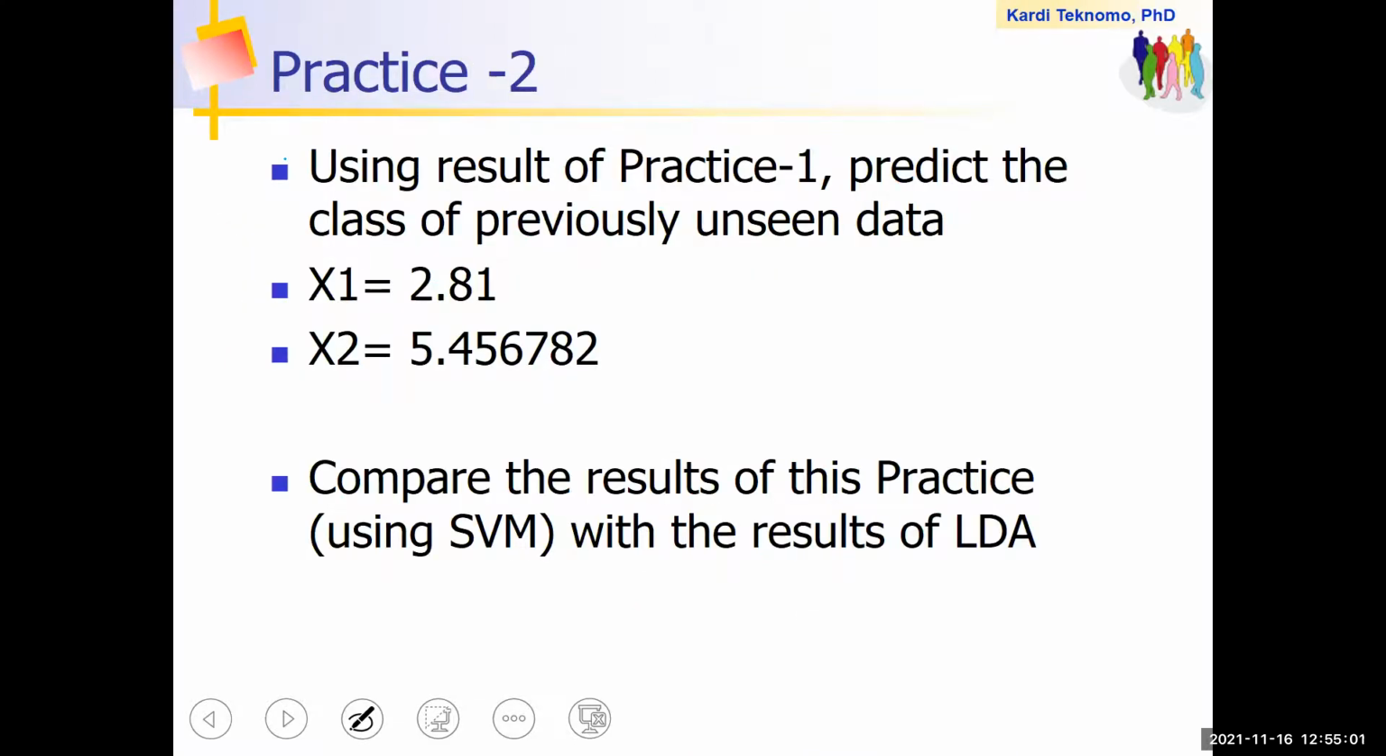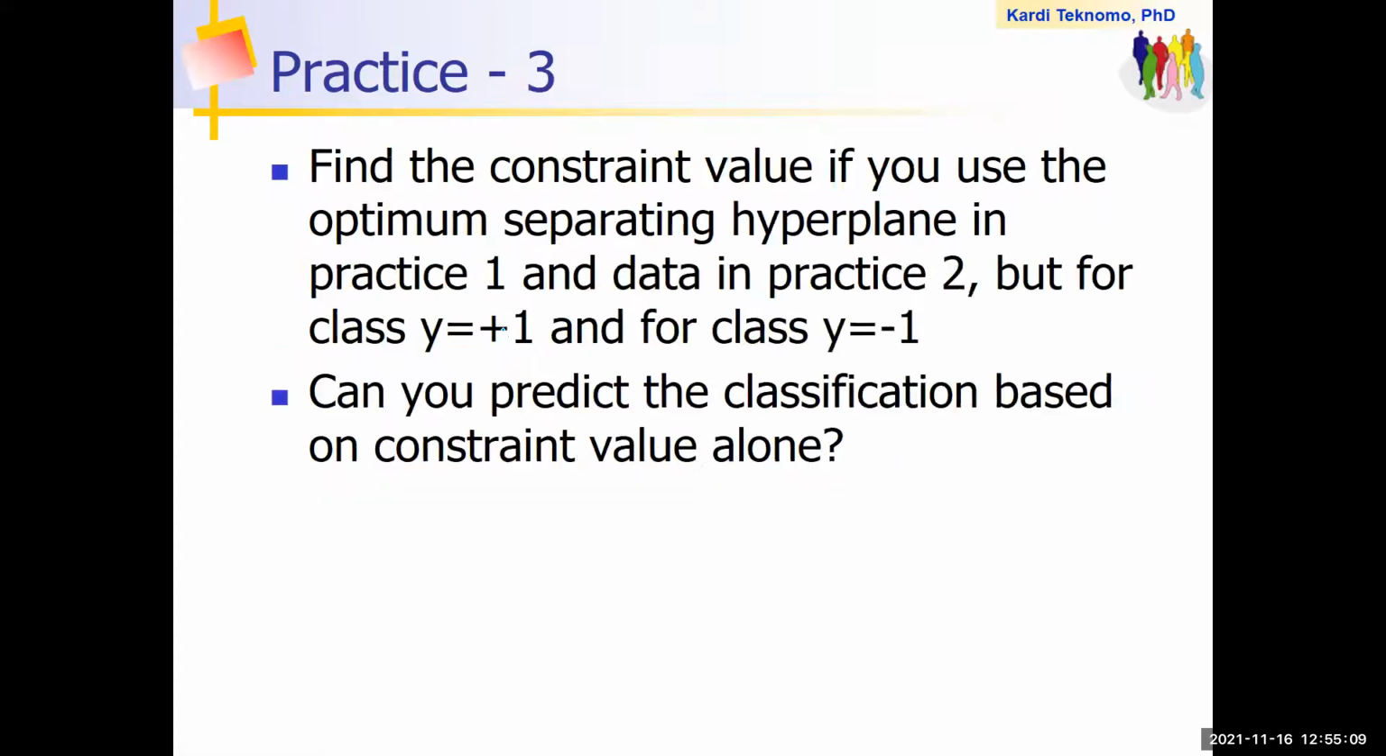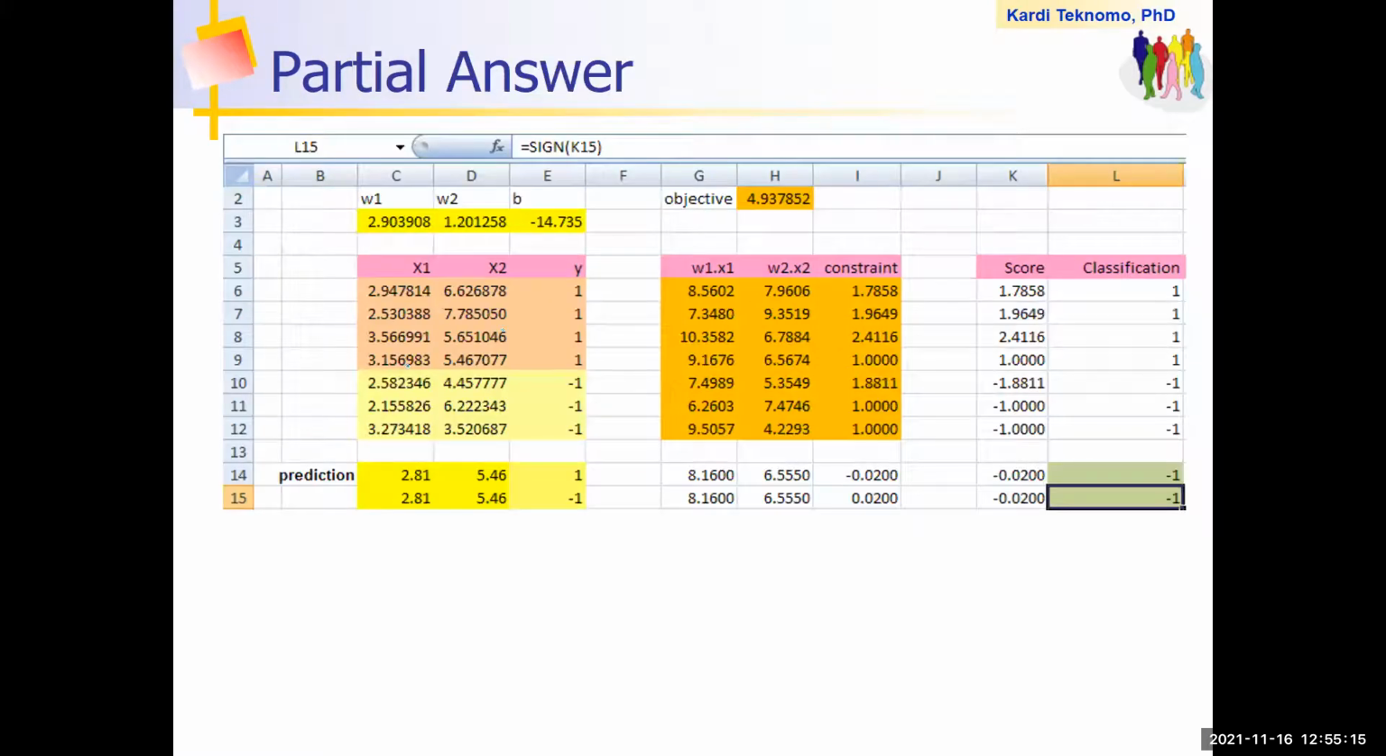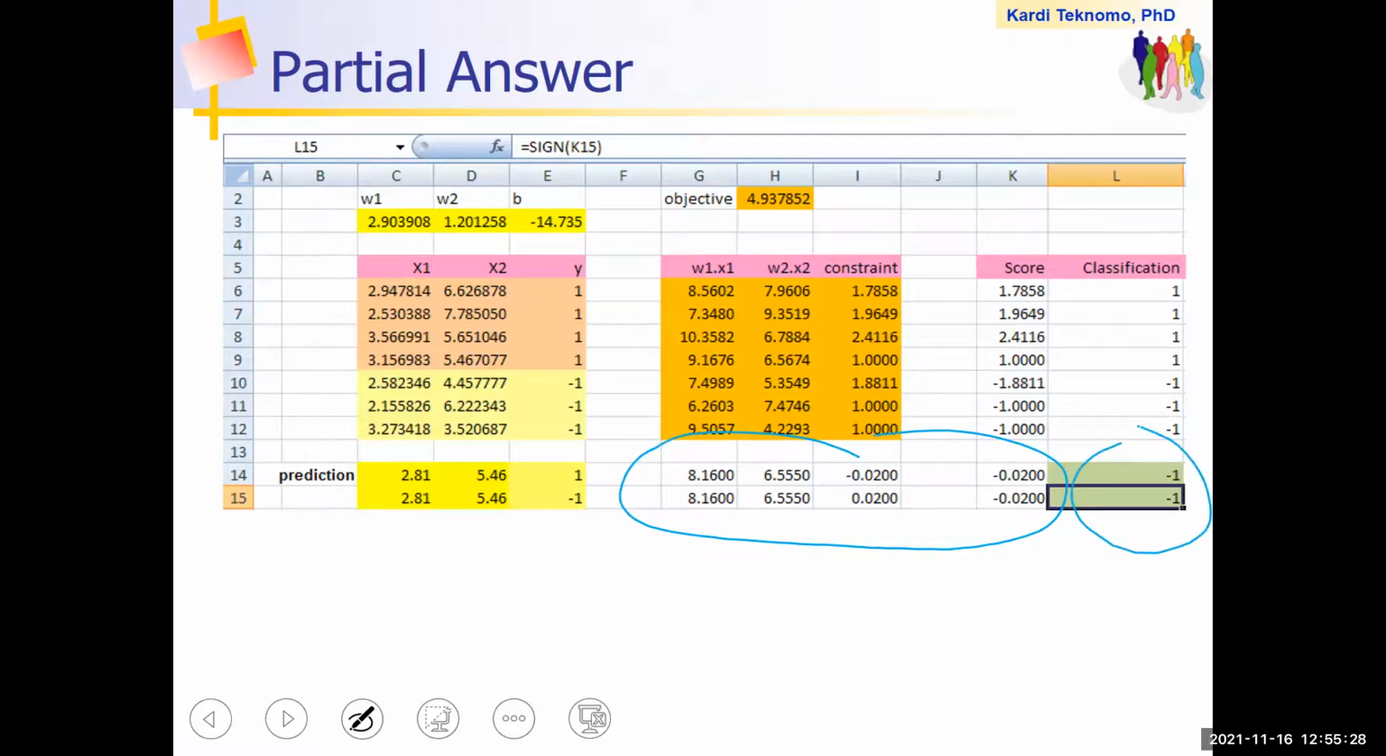Okay, so now you want to predict. Say for example, I have X1 and X2 like this. So how am I going to predict? You just put that value, and then you get that value, calculate the same thing, and you get the score and then you get the classification.